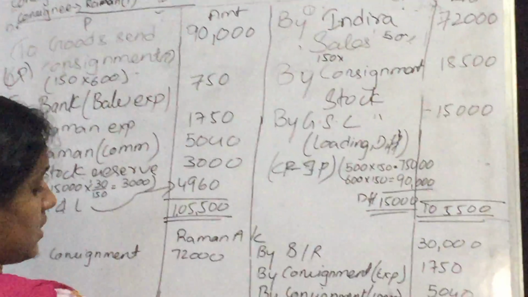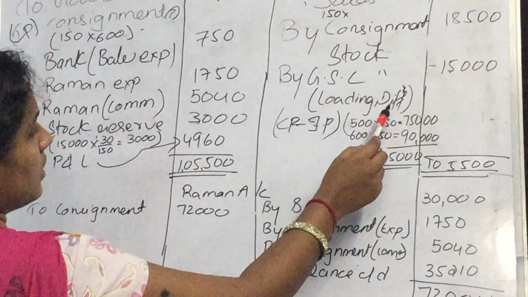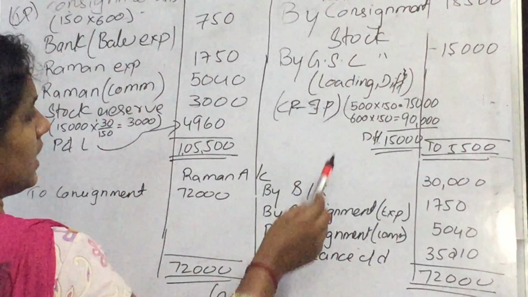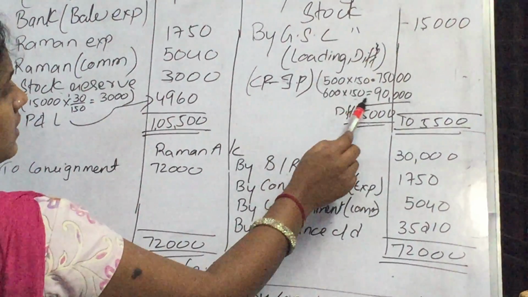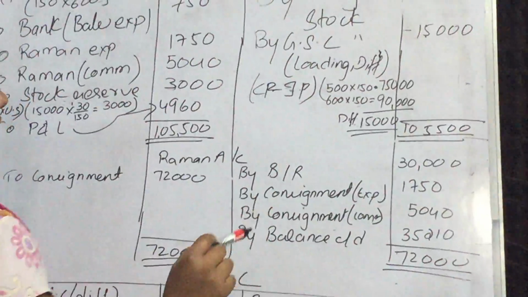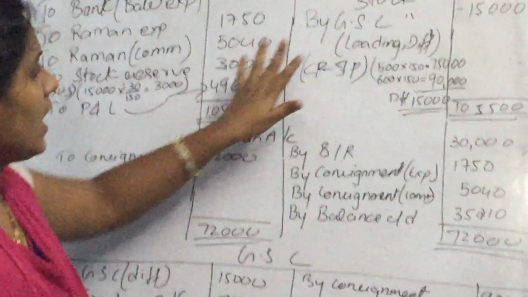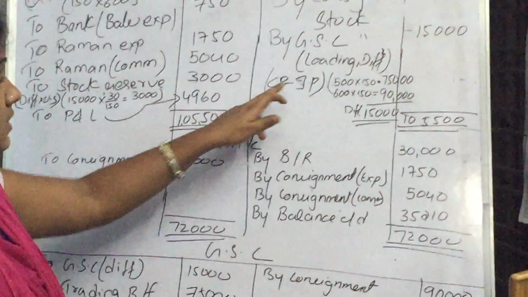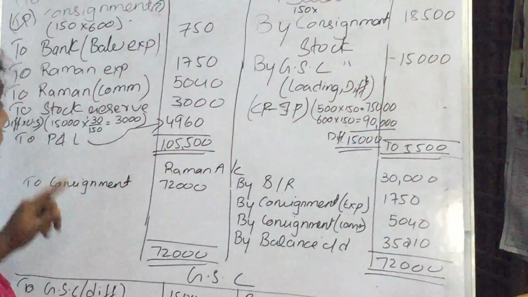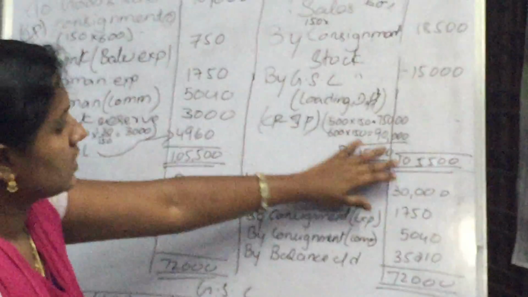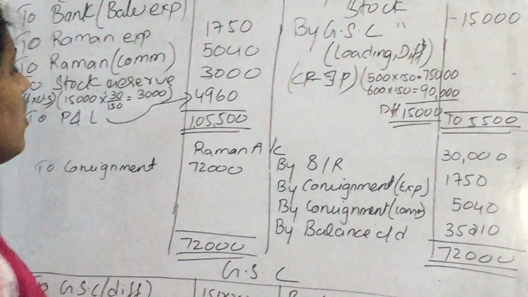And by consignment stock, how much you got? You should give it here. By goods sent on consignment loading. Loading means difference between CP and IP. So the difference is how much? 15,000. How did I get 15,000? 500 into 150, 600 into 150, the difference is 15,000. That you should take here. Clear? Stock reserve and goods sent on consignment loading: this is the difference, and this is difference into unsold stock. So sum up this total, then minus, then you will get the P&L figure of 4,960.